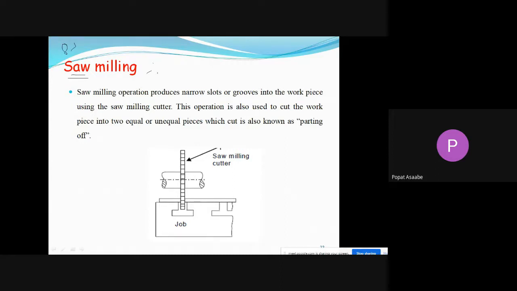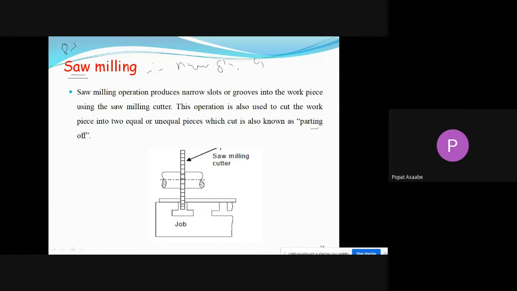What is the function of this operation? With the help of this milling we can produce narrow slots and grooves on a workpiece. And also with the help of this milling cutter we can perform the parting off operation.